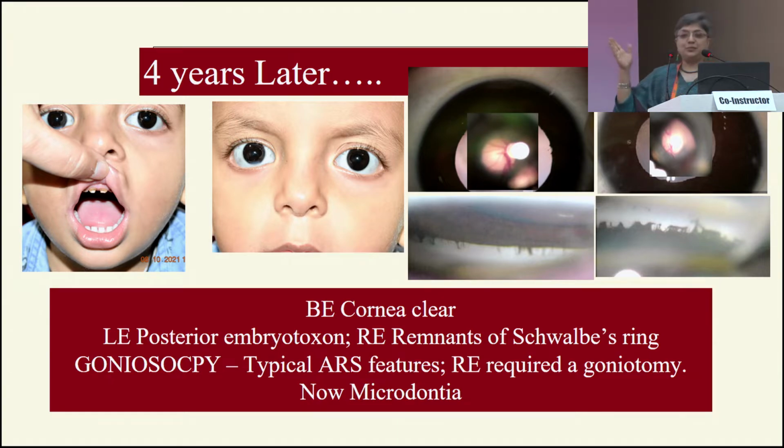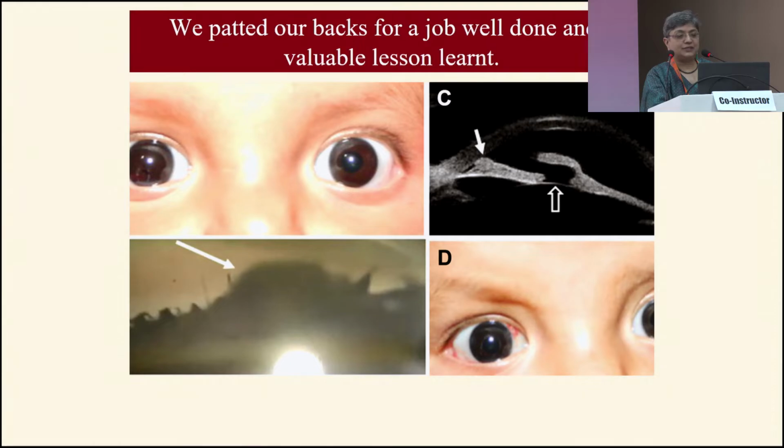Now you can see the hypodontia, because he was such a small baby we couldn't make it out at that time. There's hypodontia, there's a flat nasal bridge. You can see the iris processes now, and you can see the discs. So now everything fell into place, and we realized we were dealing with Axenfeld-Rieger.